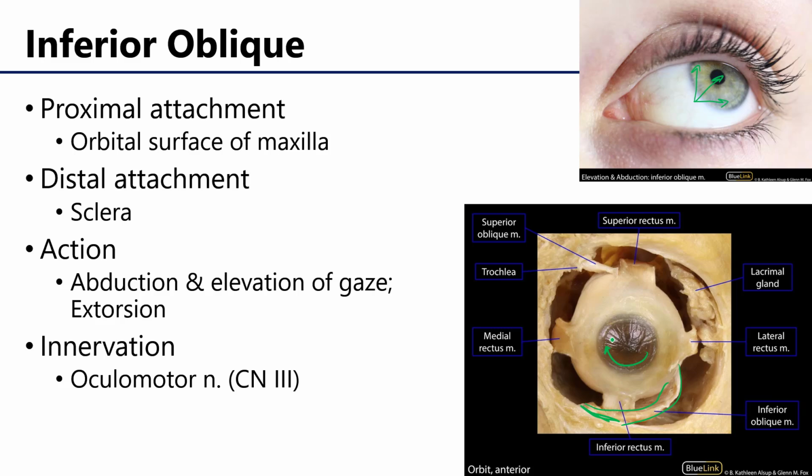So the two muscles responsible for extorsion are the inferior rectus and inferior oblique muscle. So if it has inferior in its name, it extorts. Whereas if it has superior in its name, superior rectus or superior oblique, it's responsible for intorsion, among other things. And finally, the inferior oblique muscle is innervated by the oculomotor nerve.